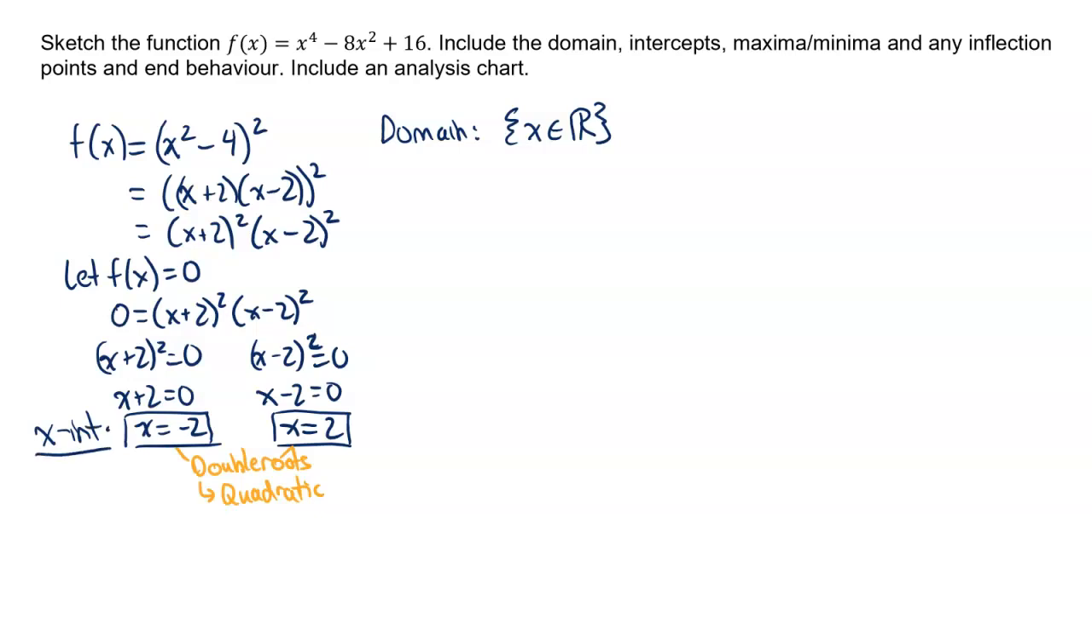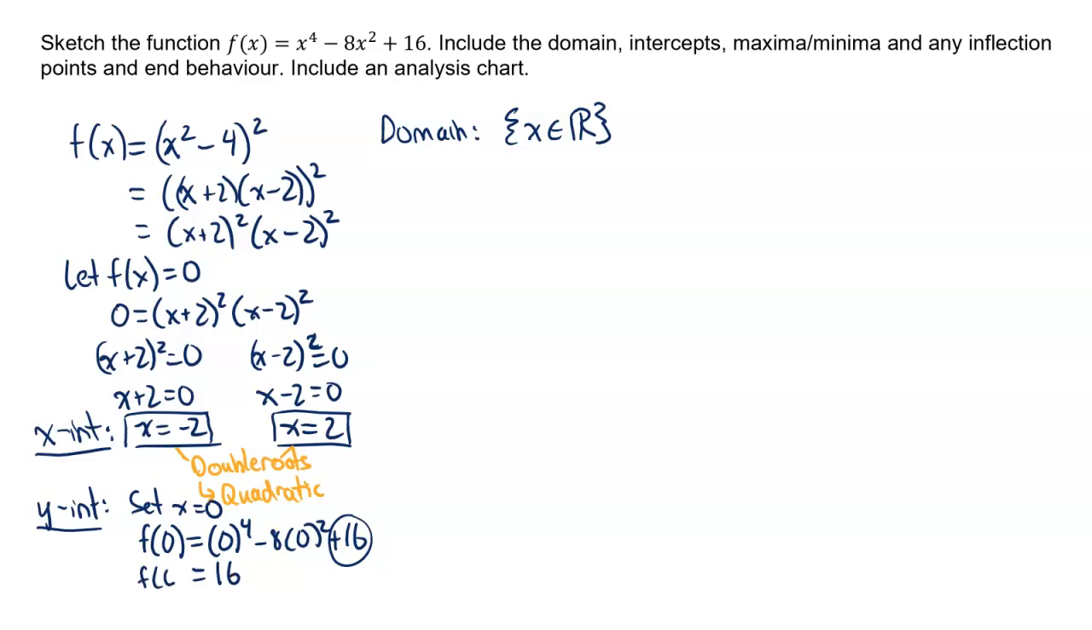And so the other intercept we want here is the y-intercept. To find the y-intercept, what we're going to do is set the x value to be 0. And so we're going to go ahead and solve this. So f of 0 is equal to 0 to the power of 4 minus 8 times 0 squared. And hopefully you can already see it. It just ends up being this last term there. So we get 16. And so that means that our y-intercept is going to be at (0, 16).